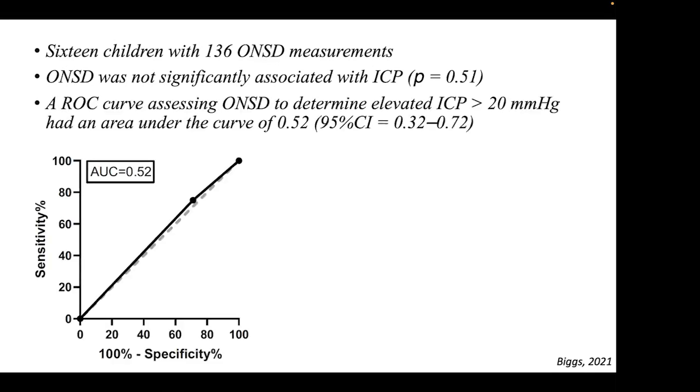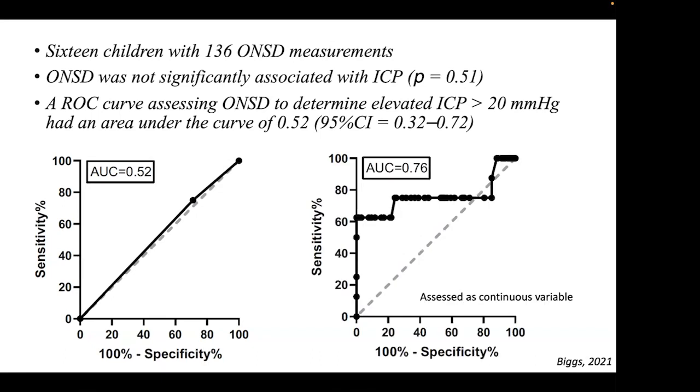They did ROC curve assessment of the optic nerve sheath diameters and compared with the ability to determine an intracranial pressure higher than 20 and found an area under the curve of 0.52. When they looked at the intracranial pressure as a continuous variable, the area under the curve was a bit better at 0.67.